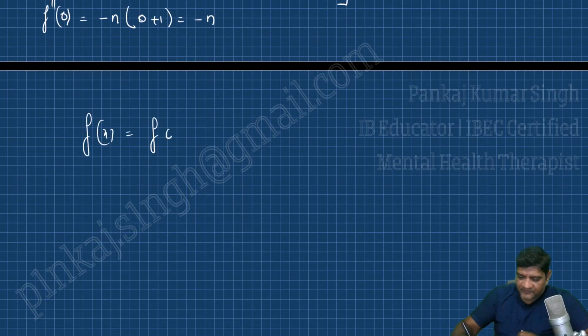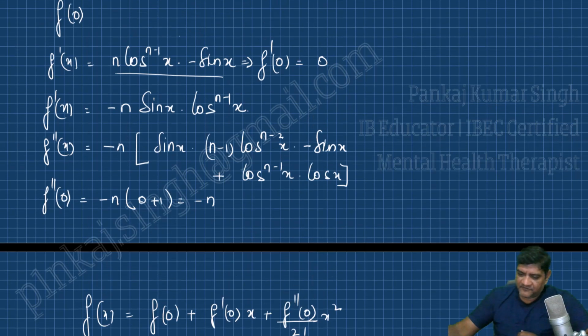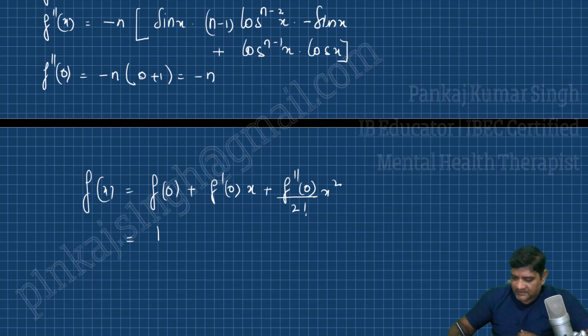So I can take these both and go back to the Maclaurin's expansion and say f of x is equal to f of 0 plus f dash of 0 into x plus f double dash of 0 divided by 2 factorial into x square. So I have f of 0 as 1 plus f dash of 0 as 0 plus minus n. So that is simply going to be equal to 1 minus n. We will have a x squared by 2 over here. So that's 1 minus n x squared by 2.